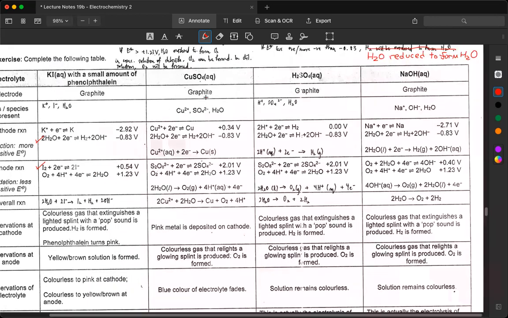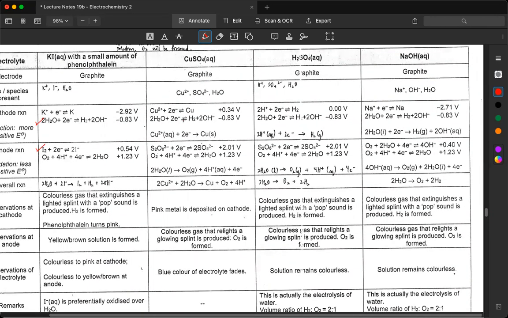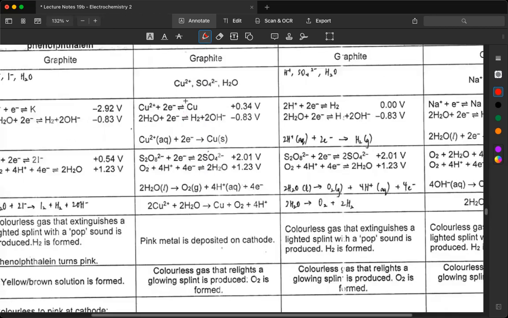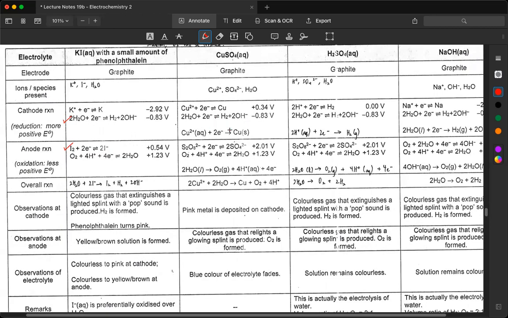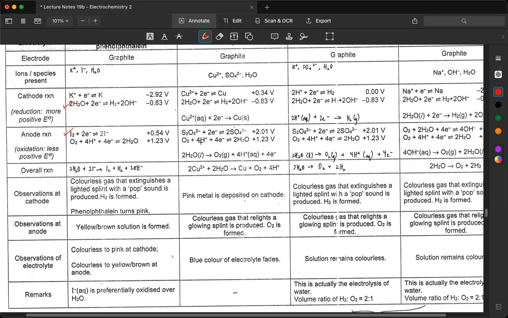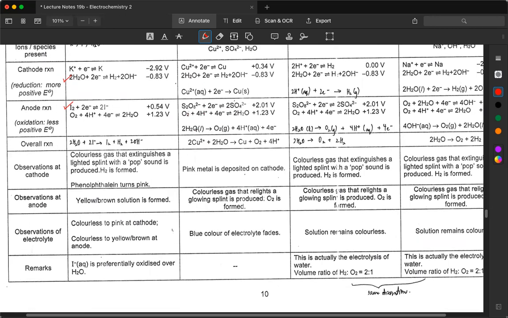If we have copper(II) sulfate, this will be the relevant information. So copper(II) ions and water: copper(II) will be reduced because this is more positive. As for the anode, the less positive one will undergo oxidation, which is water. Then you combine this one and this one, you form this, eliminating the electrons.